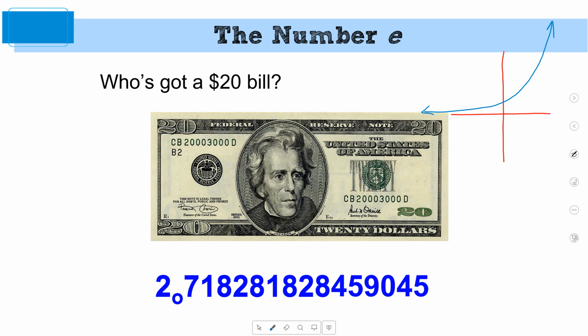What is special about this point? Do you know the value? 1. Correct. Why? Because e to the 0 would be 1. Remember, e is 2.7 blah, blah, blah. So if you graph it, it would be e to the x, and if x is 0, that exponent becomes 1.